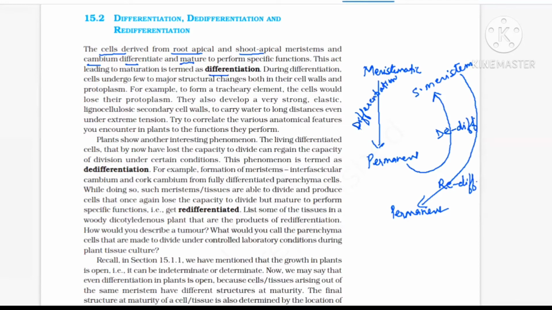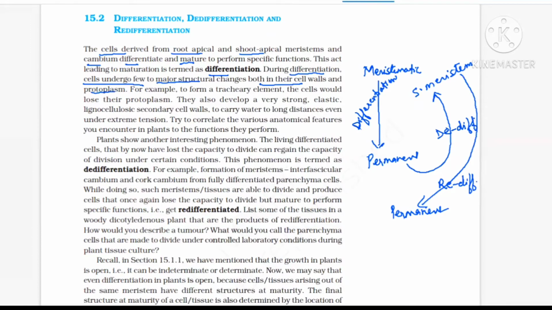When the cell becomes mature to perform some specific function, we say they are going for differentiation. And during differentiation, they undergo a few, or you can say major, changes. Just like we say collenchyma, only hemicellulose and pectin deposition at the corner. But for sclerenchyma, the full secondary wall is laid down of lignin and the cell has to become dead. Is it clear? You will find the changes in both their cell wall as well as protoplasm.